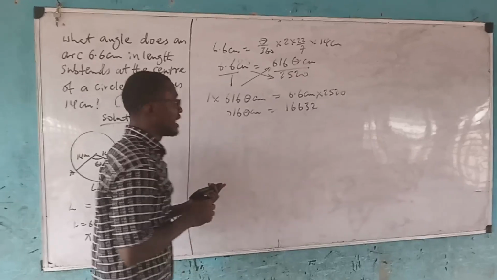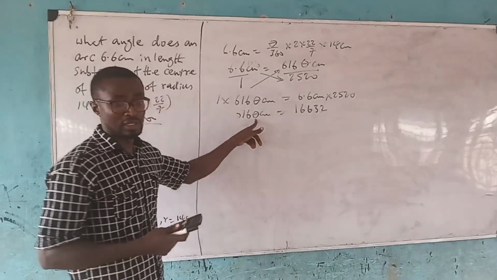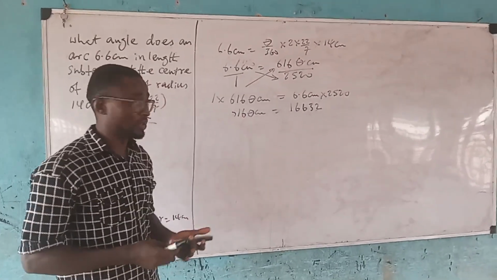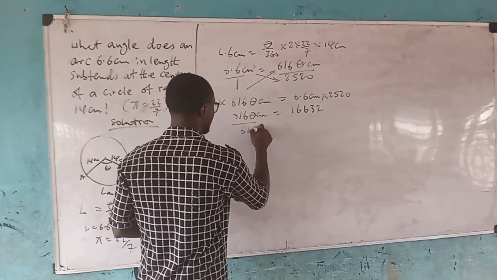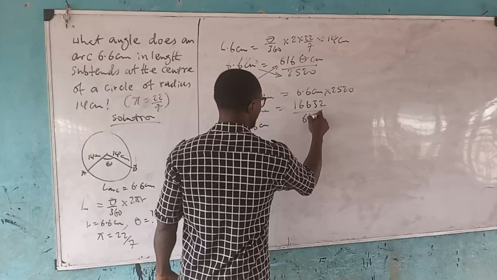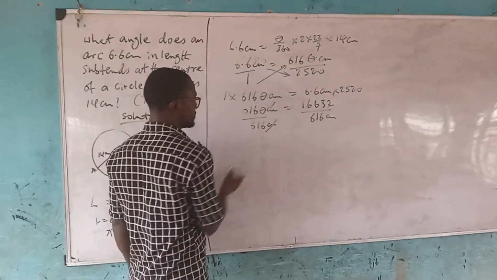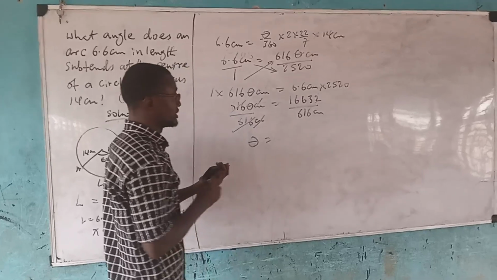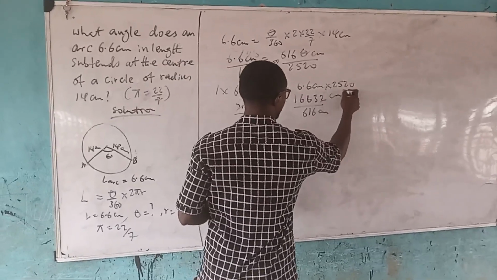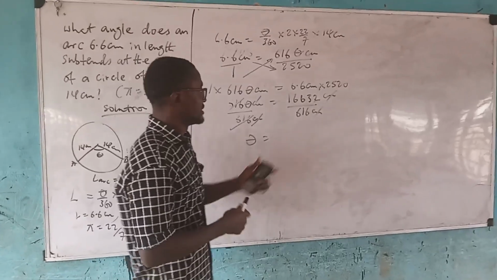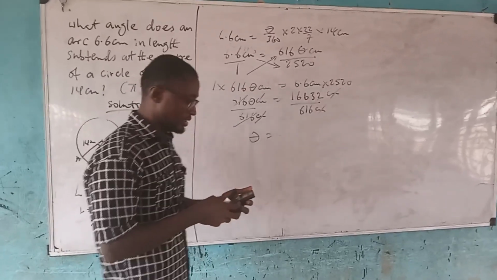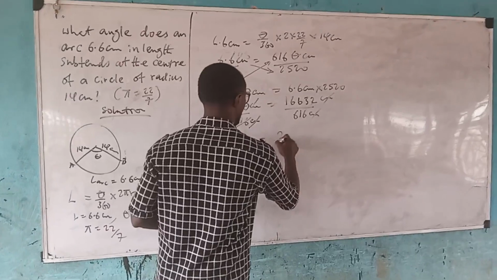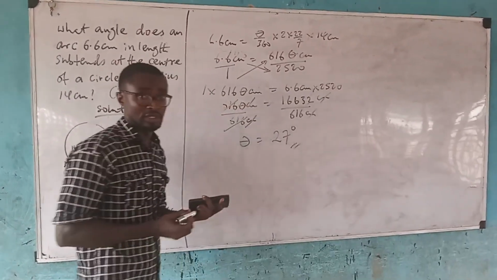Now our aim is to make this theta stand out. How do we make theta stand out? By dividing both sides by 616 centimeter. So centimeter cancels out and 616 cancels 616. So we have our theta equal to 16,632 divided by 616. This is also in centimeter, so centimeter cancels out. So let's divide it by 616. Our theta will equal 27 degrees. As simple as that.